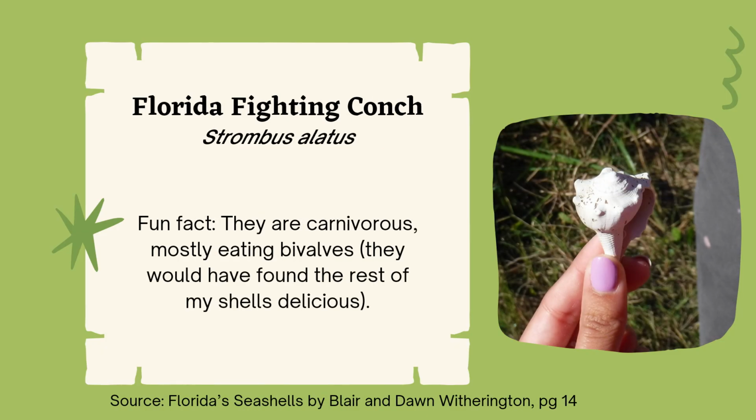And lastly, getting into the shells, which I'm sure was everyone's favorite part of this assignment. But first up we have the Florida fighting conch or Strombus alatus. And so they have blunt-knobbed whorls, and they are right-handed, as well as being found generally in central Florida coasts. But a fun fact is that they are carnivorous, and they mostly eat bivalves, which means that they would have found the rest of the shells that I'm going to talk about very delicious.